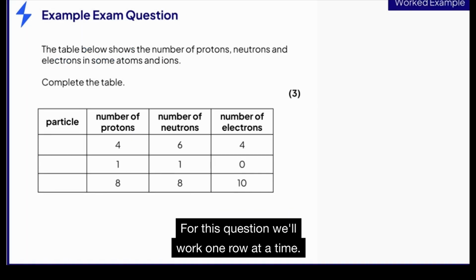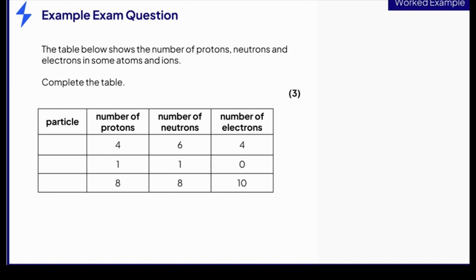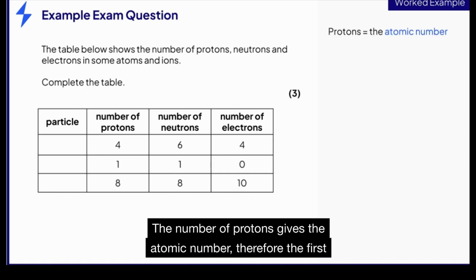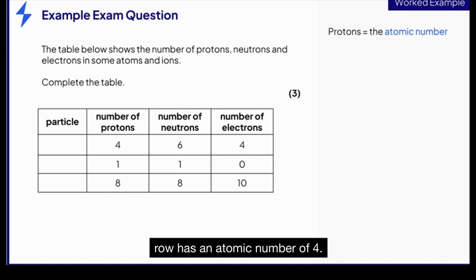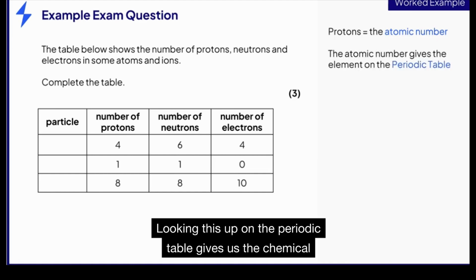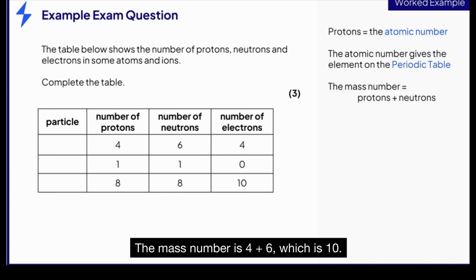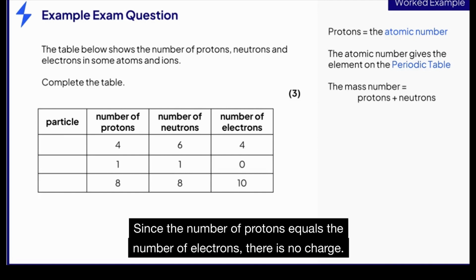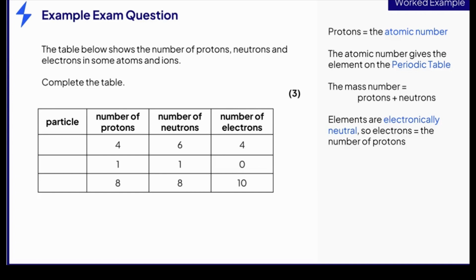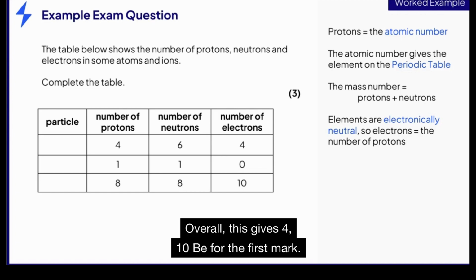For this question, we will work 1 row at a time. The number of protons gives the atomic number. Therefore, the first row has an atomic number of 4. Looking this up on the periodic table gives us the chemical symbol Be for beryllium. The mass number is 4 plus 6, which is 10. Since the number of protons equals the number of electrons, there is no charge. Overall, this gives 10/4 Be, beryllium, for the first mark.